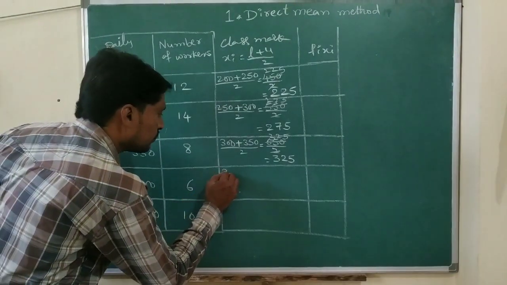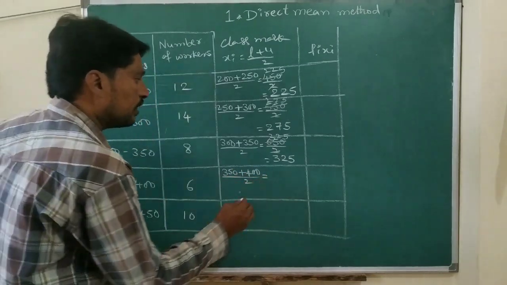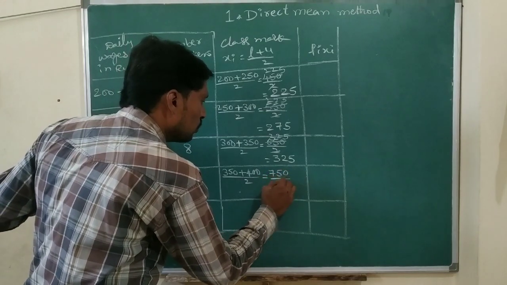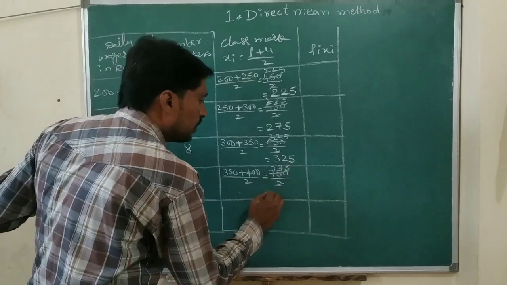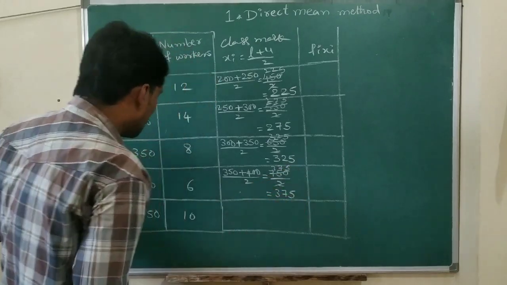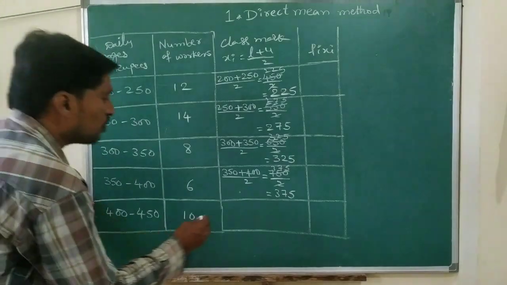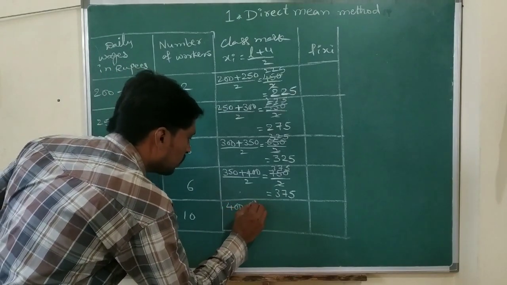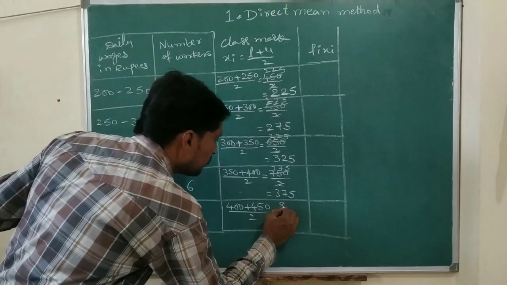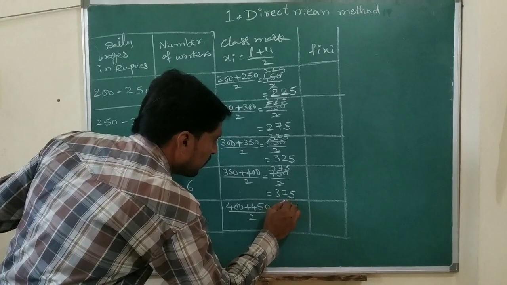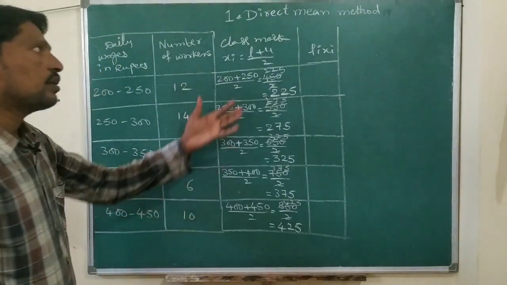Lower limit is 350 plus upper limit is 400 by 2. 350 plus 400 is 750 by 2, which means 375. Now the last class interval, that is 400 to 450. Lower limit is 400 plus upper limit is 450 by 2. 400 plus 450 is 850. So 850 by 2 means that is 425. So we got it here.